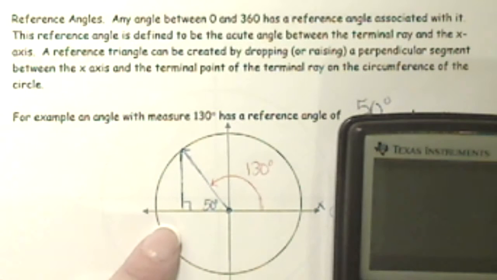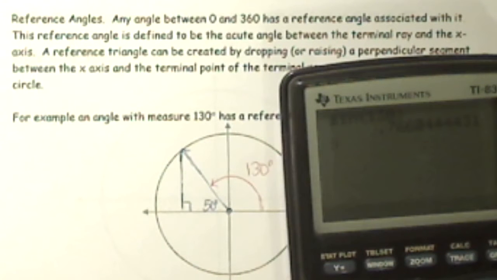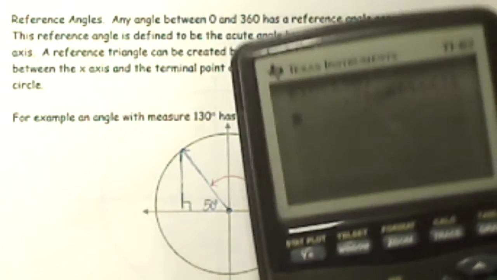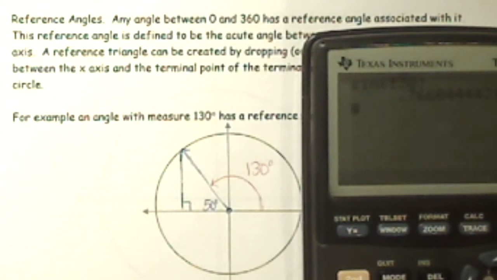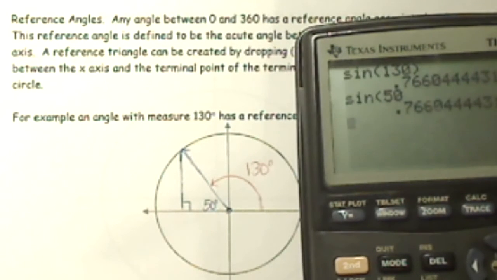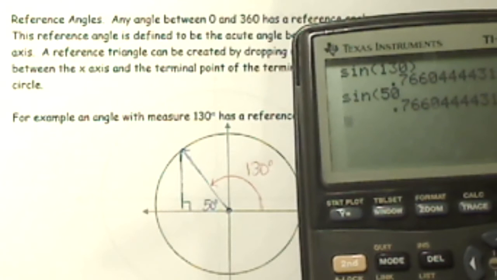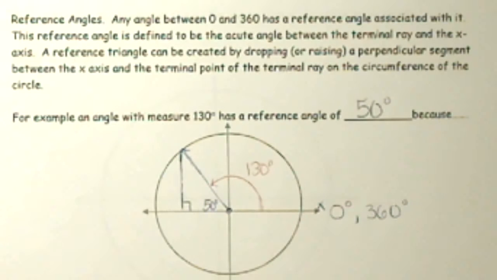So if I take my graphing calculator here and I find the sine of 130, I get a positive 0.7660. You can see that here. If I take the sine of 50, I also get 0.7660. And that's because both 50 degrees and 130 degrees have a positive sine.